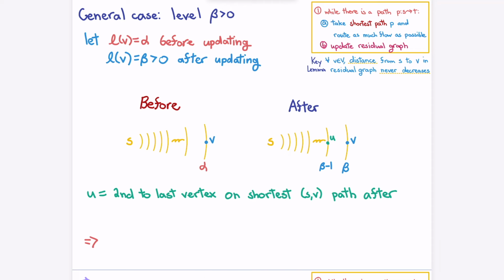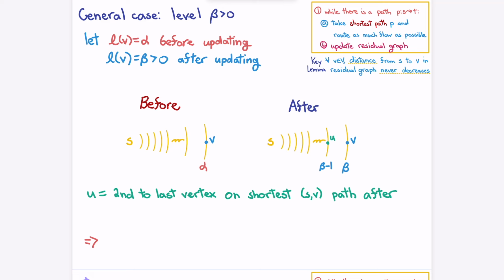Okay, so good. We have some particular vertex. I'm looking at some level beta that's greater than 0. So let's say this vertex has level beta after the update, after the augmentation, and it has some level alpha before updating. So I want to show that beta is greater than or equal to alpha.